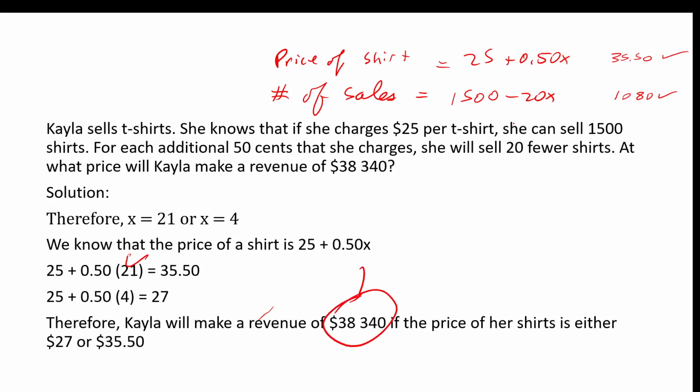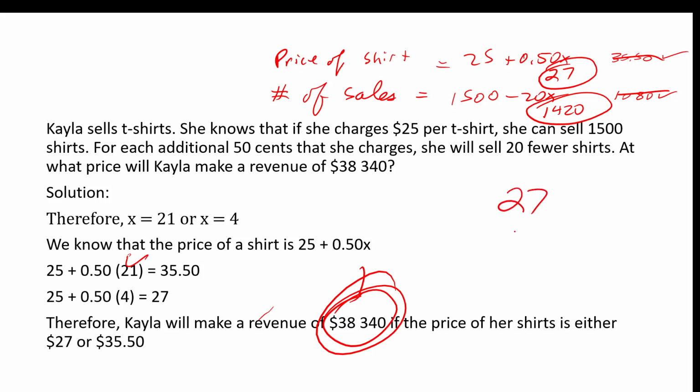And similarly, if instead of letting x be 21, you let x be 4, then the price of a shirt would be 25 plus 0.50 times 4, which is 27. The number of sales would be 1,500 minus 20 times 4, which would be 1,420. 27 times 1,420 would also give you 38,340. So the answer to the question, what's the price? It might be $27, where x is equal to 4, or it might be $35.50 where x is equal to 21. Neither of those is an extraneous solution.